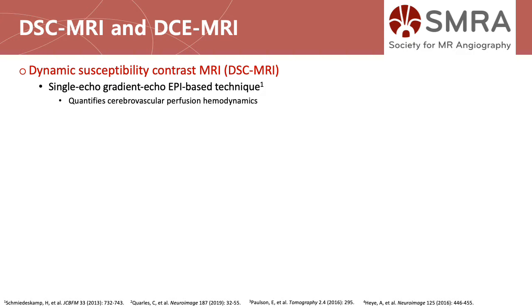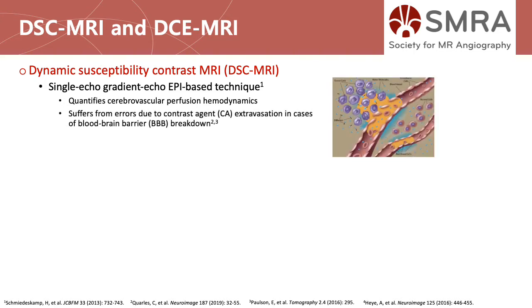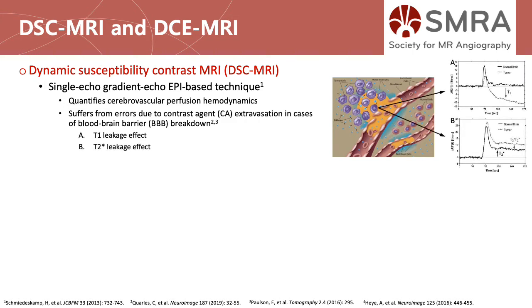Dynamic susceptibility contrast MRI is commonly used for assessment of cerebrovascular perfusion hemodynamics in patients with neurological disorders. However, conventional single-echo EPI-based DSC-MRI often suffers from measurement errors due to contrast agent extravasation in cases of blood-brain barrier breakdown, which will lead to both T1 and T2* leakage effects.